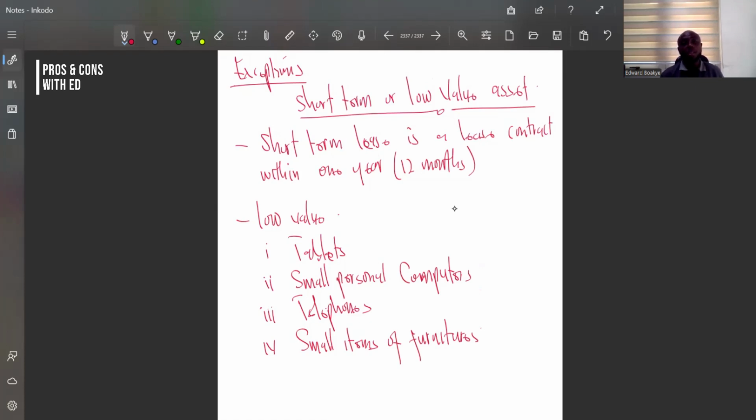So when we talk about sale and leaseback, let's say I sell an asset to you. Then I come back to lease it. I come back what? To lease it.